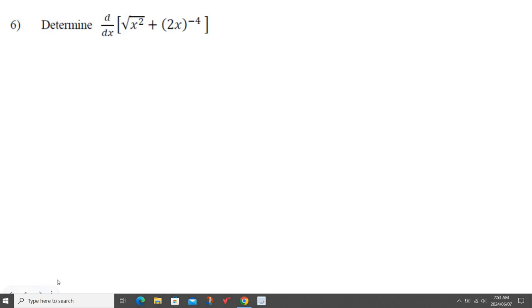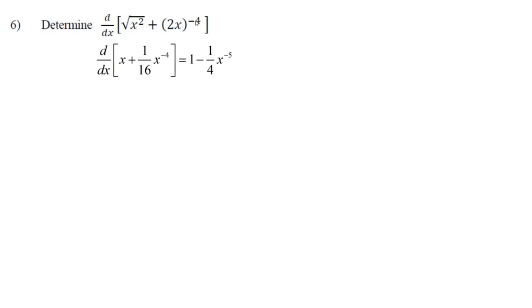Let's try and do this differentiation. You're supposed to find the derivative with respect to x of this function that's sitting inside this bracket here. It's not in the right form though. You've got to go to the square root of x squared. Well, that equals x. And 2 to the minus 4 means 1 over 2 to the positive 4. That's 1 over 16. This x is to the minus 4. Now it's in the right form.